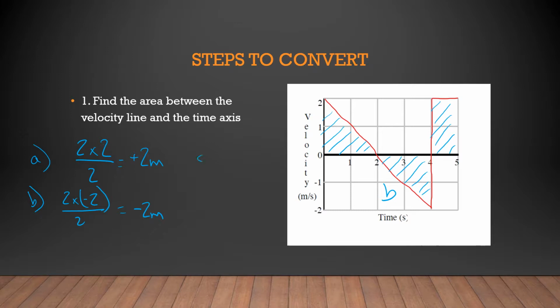For the last part, part C, our rectangle, we're going 2 meters per second for 1 second. So that means we're going to have a displacement there of plus 2 meters. So what did this object do? Well, it went out 2 meters, it went back 2 meters, and then it went back out 2 meters again in the last part of the motion. Our next step is going to be to plot this out.